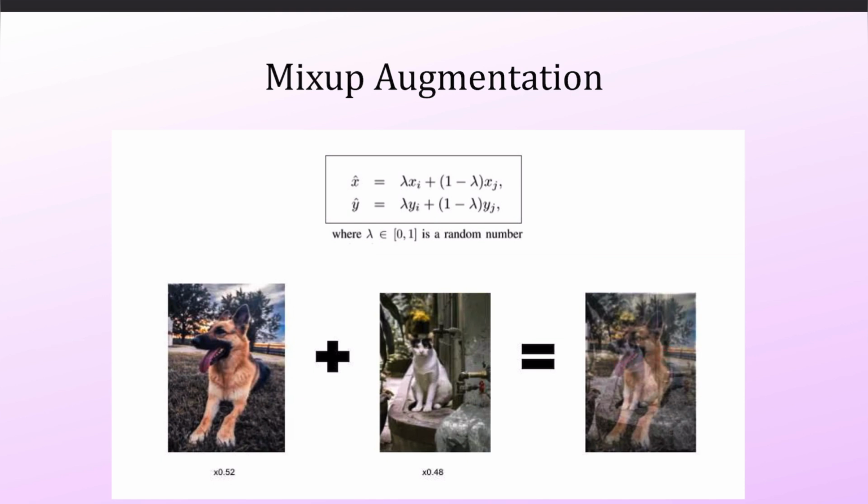What about the labels? What label should I give for this image? For this image, the label is dog. For this image, it is cat. But what about this? I can give both dog and cat. I can give dog as 0.52 and for cat I will give 0.48 as the target value. This will be my ground truth target. So this is how the mix-up augmentation works.